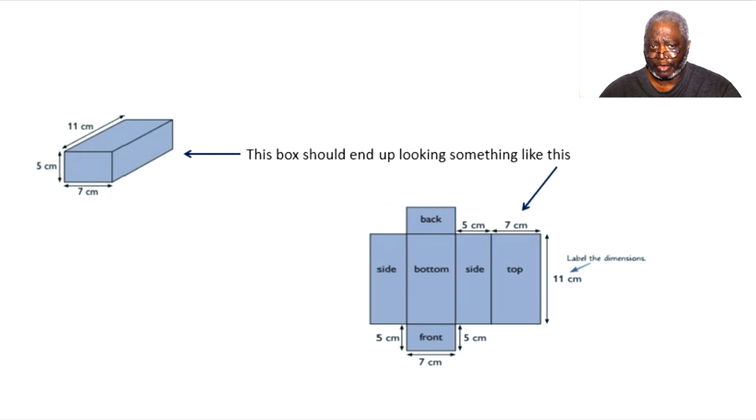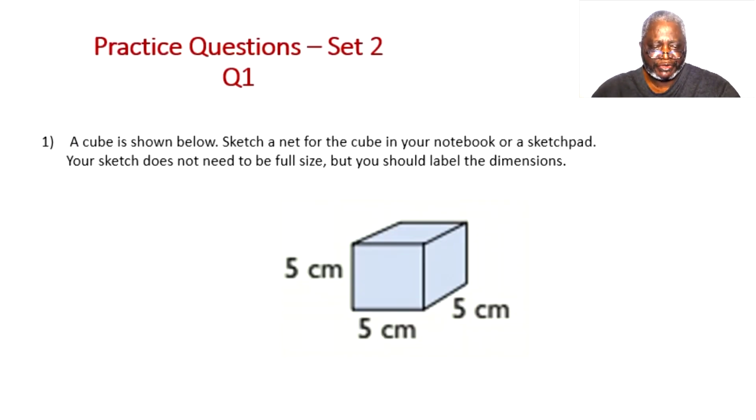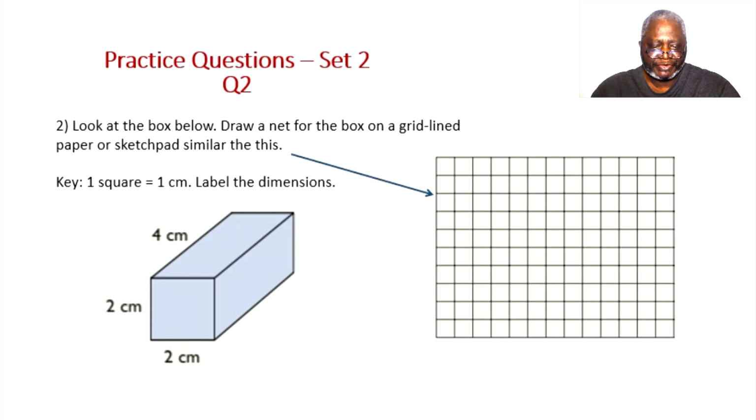If you ordered some stuff which comes in boxes, you can cut them up and see what you get. It's good practice. You have practice questions. Question 1. A cube is shown below. Sketch a net for the cube in your notebook or a sketch pad. Your sketch does not need to be full size, but you should be able to label it properly. Practice set 2.